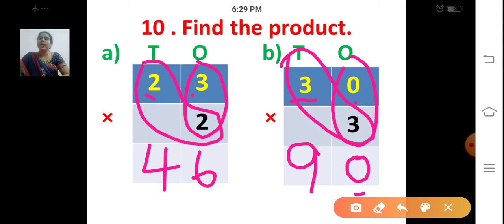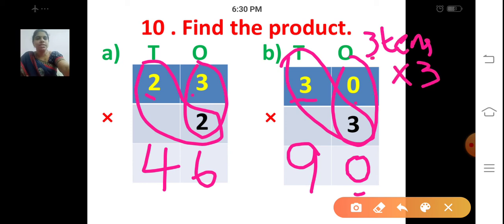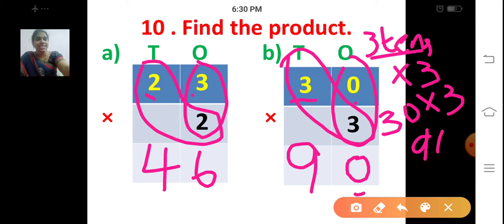So the meaning is 3 tens into 3. What is 3 tens? 30. The meaning is actually 30 into 3. So the answer is 3 threes are 9, 30 into 3 is 90. 90 is 9 tens, right? So I am writing 9 in the tens place.